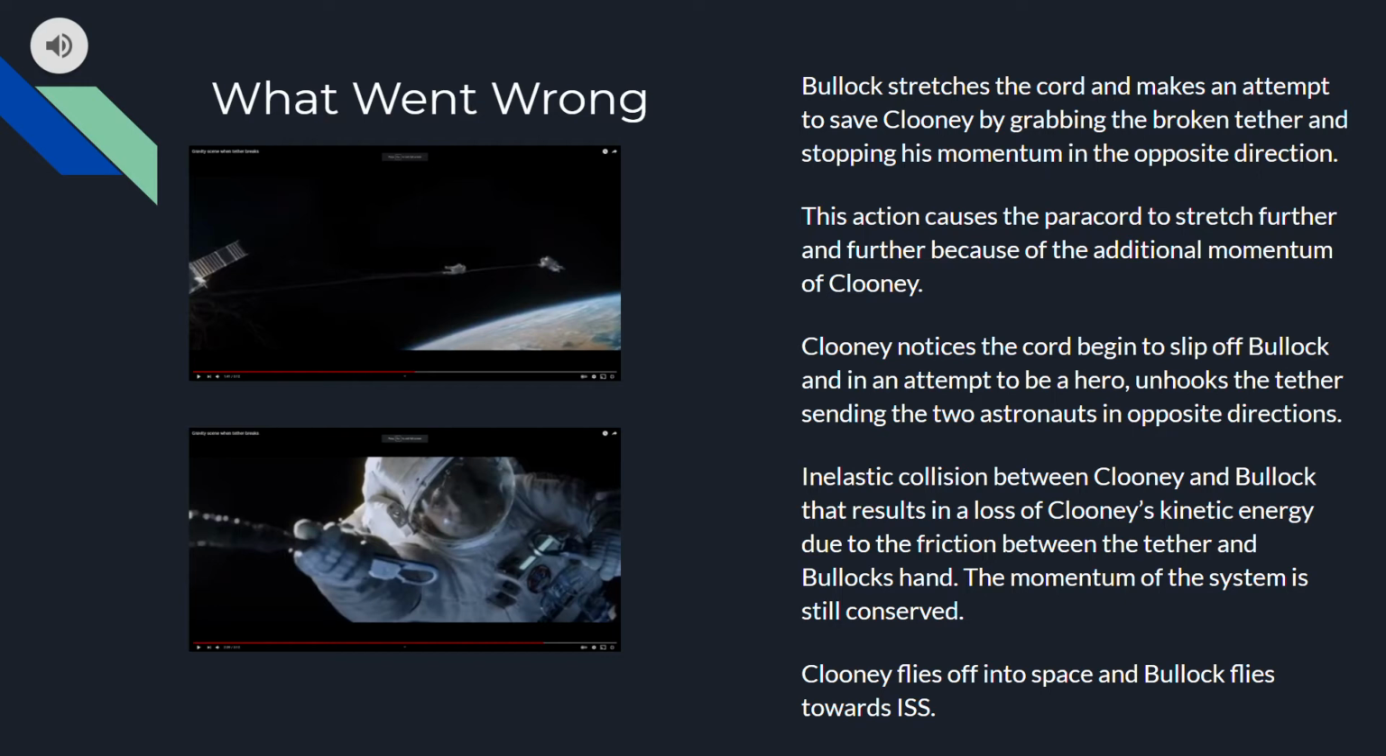George Clooney also has momentum conserved from his elastic collisions with the ISS as well. George Clooney flies towards Sandra Bullock, and Sandra Bullock grabs the tether in an attempt to stop his momentum and save him from flying off into space. This action causes the cord that was wrapped around her foot to begin stretching even further and start to slip off her foot. The force of Clooney and Sandra Bullock is so great that they're about to both slip out of the paracords. George Clooney notices this and unhooks himself from the tether. When George Clooney unhooks himself, he goes flying in one direction and Sandra Bullock goes flying towards another direction, towards the ISS.